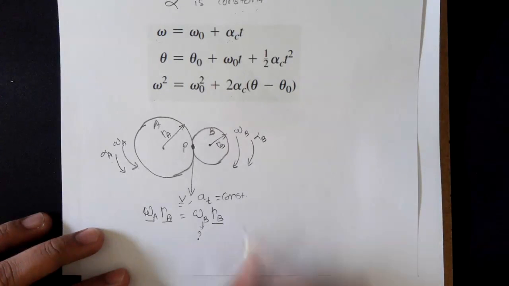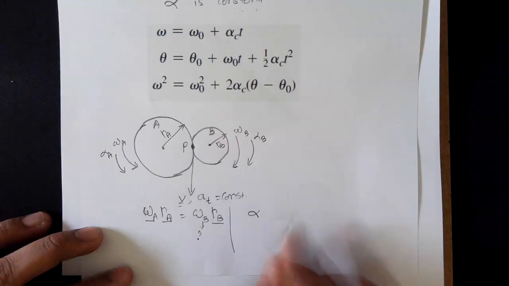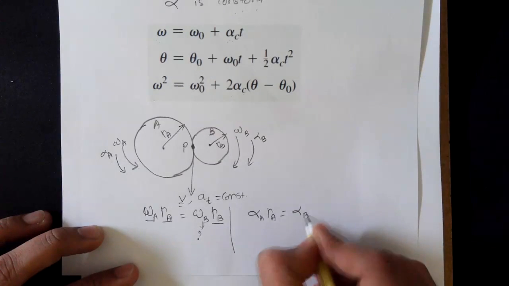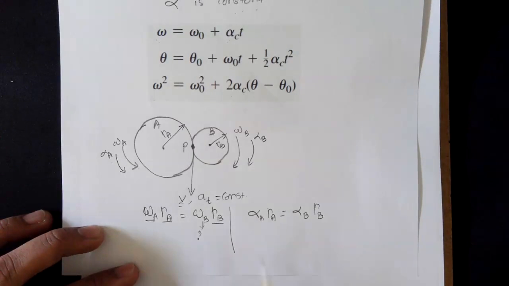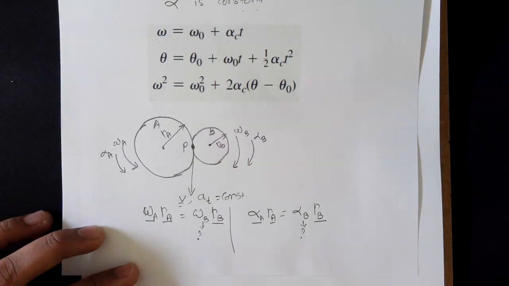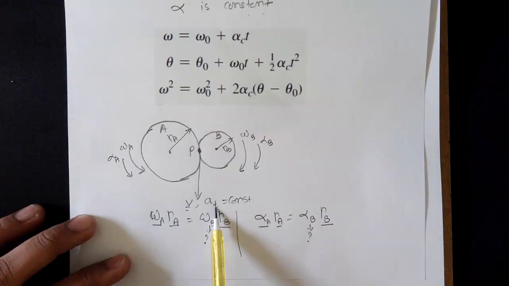And when the tangential acceleration is constant, we can derive the second equation, which relates alpha r for both gears. So alpha A for gear A multiplied by the radius of gear A is the same as alpha B, the angular acceleration of gear B, multiplied by the radius of gear B. Again, that means if we know the radii of both gears and the angular acceleration of one gear, we can calculate the angular acceleration of the second gear. So for the next three problems, we will make use of these two equations. Keep in mind that omega r for both gears is the same because the velocity is constant, and alpha r for both gears is the same because the tangential component of the acceleration is constant.